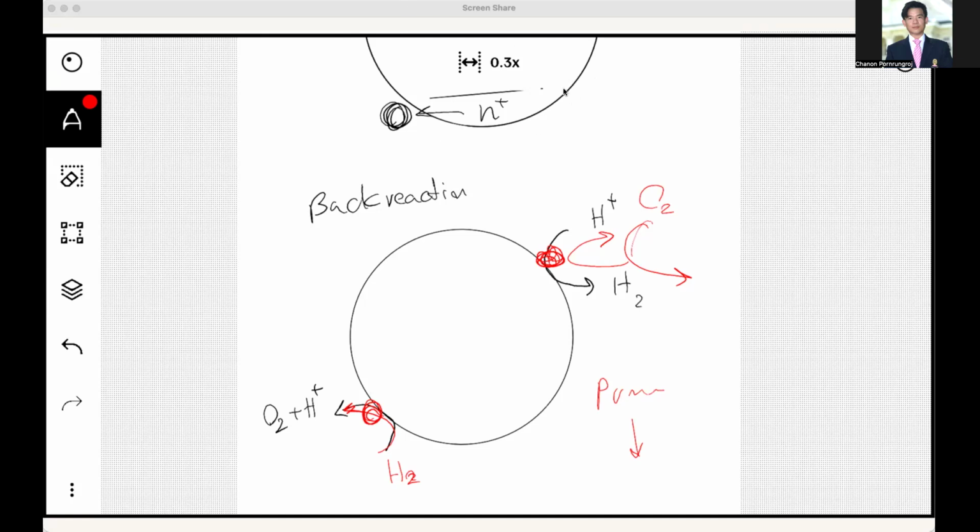So far, so good. Clear? I want you to be able to draw this kind of chart because it's a really important concept.